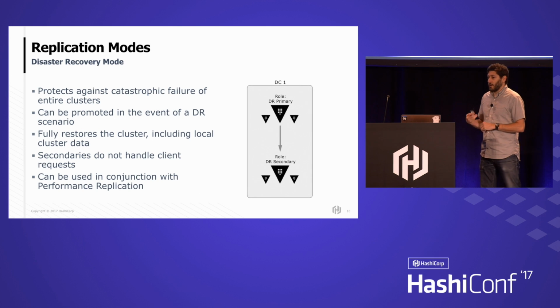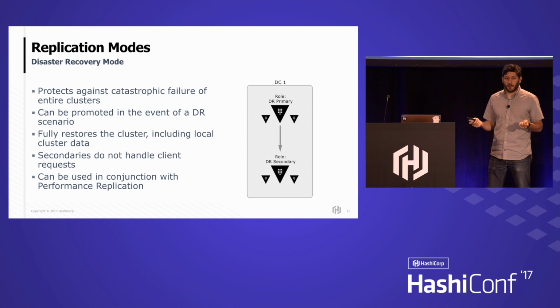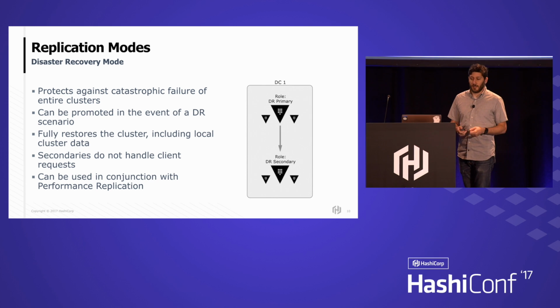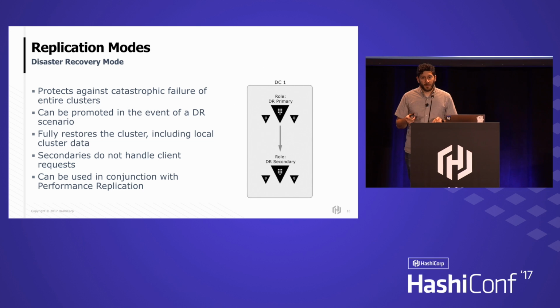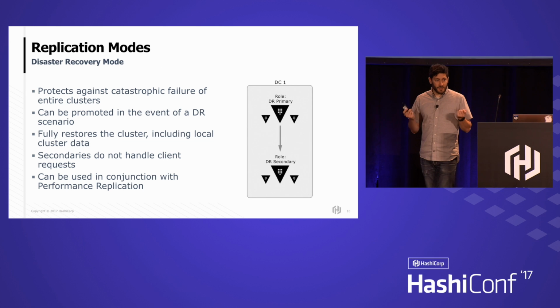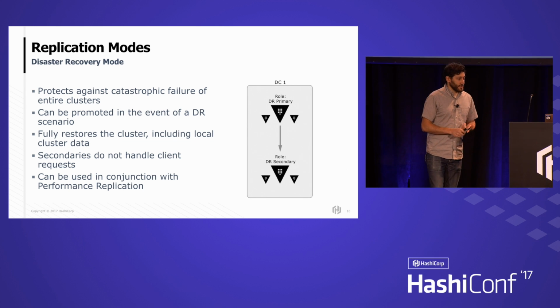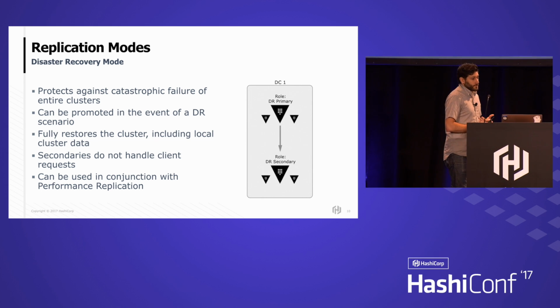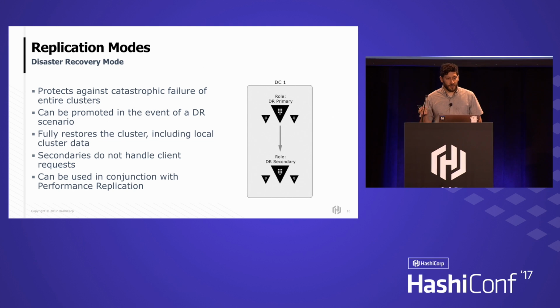And then the third mode, which also came in Vault 0.8, is called disaster recovery mode. This mode is used to help to recover from a loss of an entire cluster. In disaster recovery mode, every piece of data that's needed to fully restore the primary cluster is actually replicated down to the secondary. So this includes local items like tokens and leases, and it can actually be used in conjunction with performance replication.